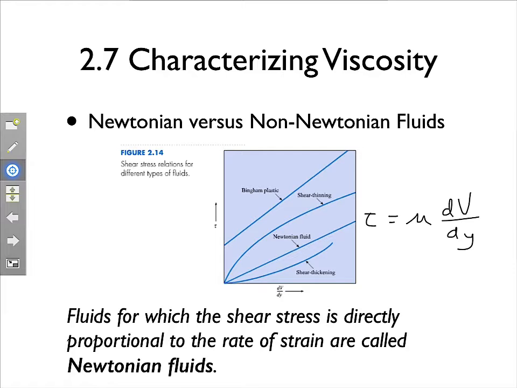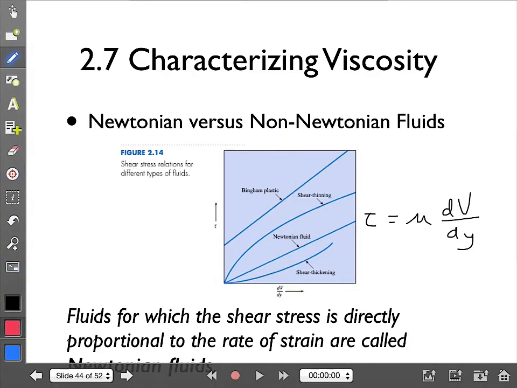So all of these fluids, the Bingham plastic, the shear thinning fluids, and the shear thickening fluids, are all called non-Newtonian fluids. For those fluids, tau does not behave like this. It has some other functional dependence, as we can see from this diagram here. In this case, it's going to have a y-intercept, and in this case, it's not going to be linear. It's a non-linear dependence of dV/dy on tau. So that's the definition of what a non-Newtonian fluid is.